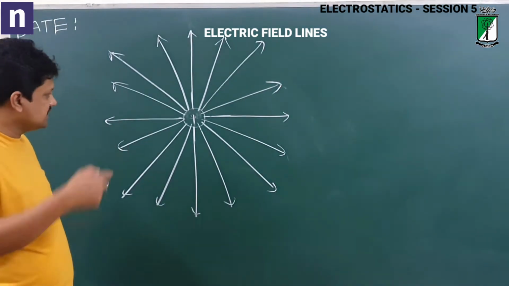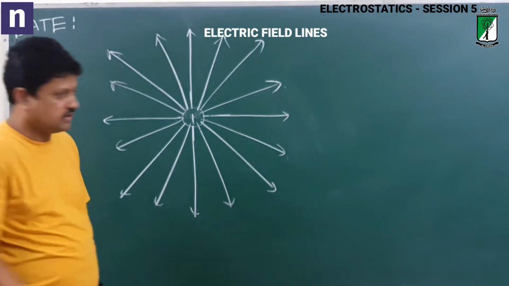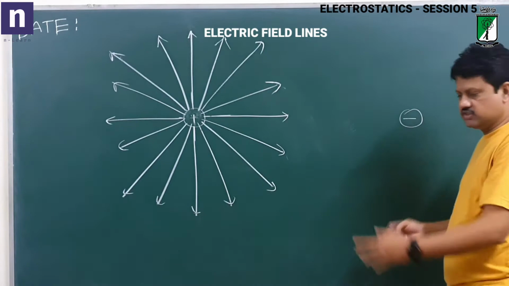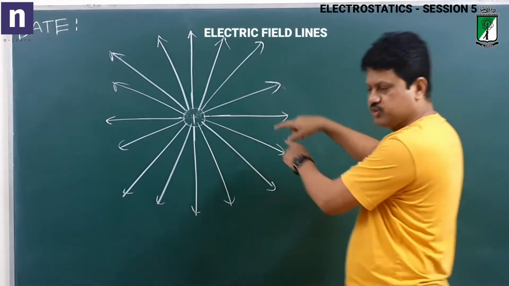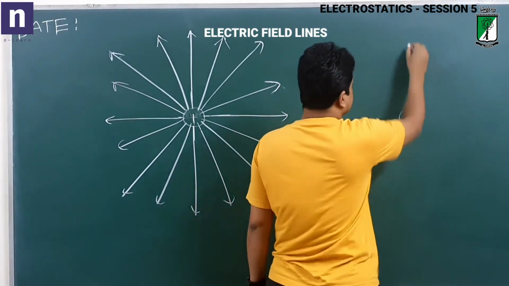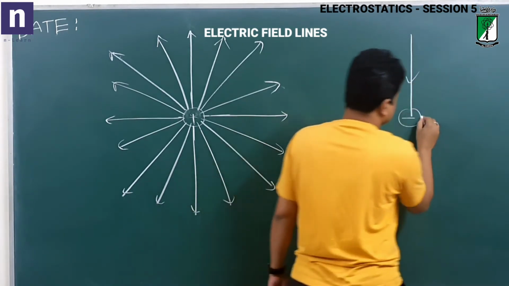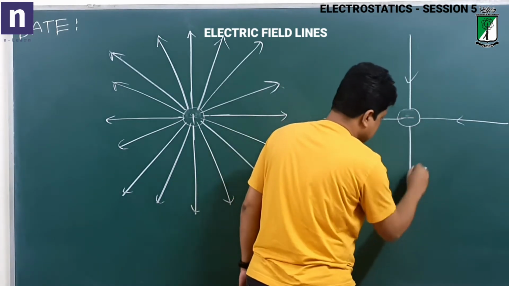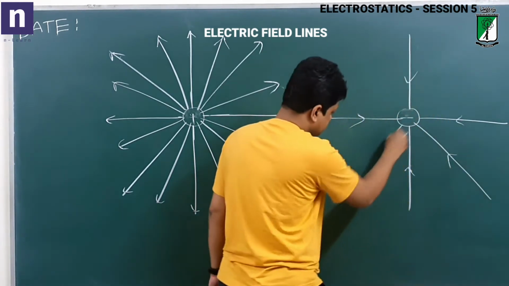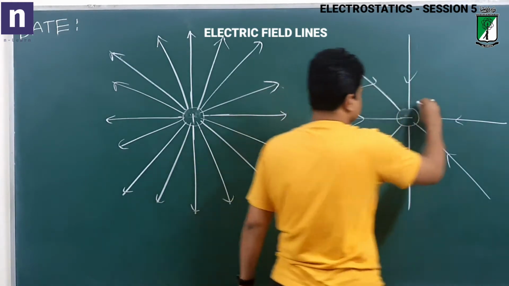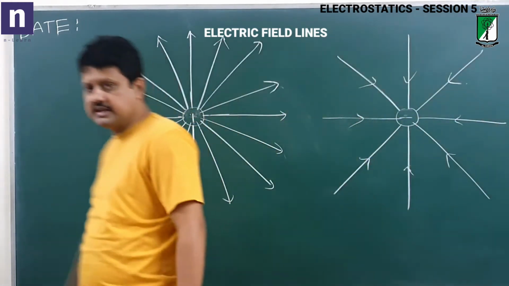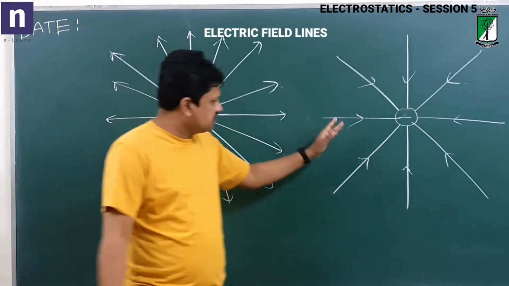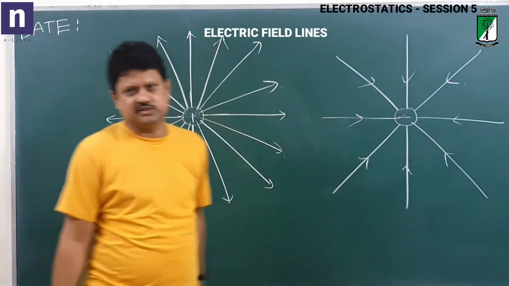Now, what will be the field due to a negative charge? A negative charge will have a similar pattern, only the difference is the electric field lines are opposite in direction. That is, if you place a test charge somewhere here, it will come towards the negative charge. So the field lines are exactly opposite compared to that of a positive charge. This is the field pattern of a negative charge. Of course, I will not draw more lines, this is sufficient. If you want, you can draw as many as you want, infinite number of lines.